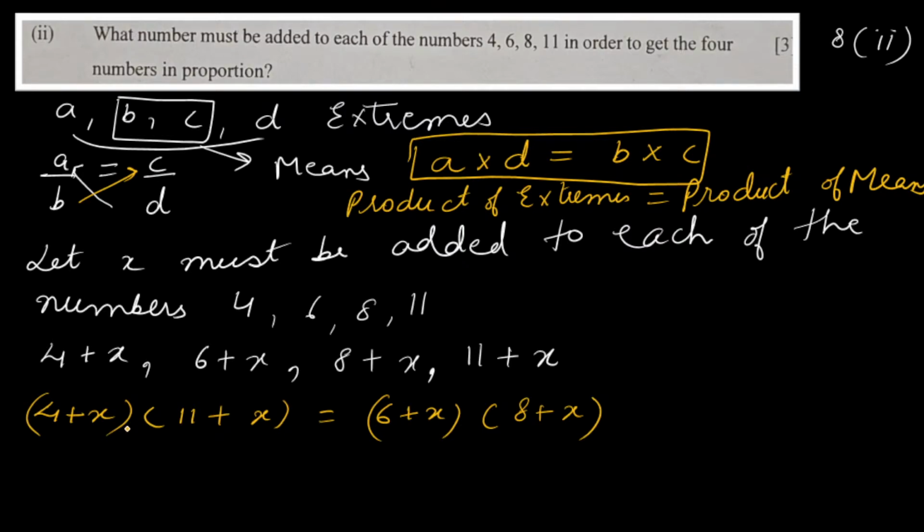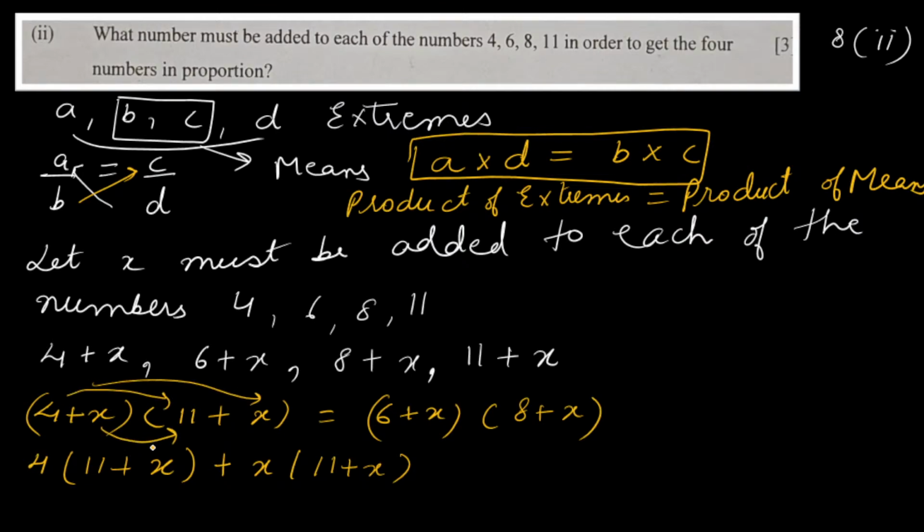Now let's do bracket multiplication here. So 4 into 11 plus x plus x into 11 plus x. Both the brackets will multiply: 4 with both the numbers of the second bracket, and x also with both the numbers of the second bracket. Same way here also, 6 into 8 plus x plus x into 8 plus x. So first term of first bracket into the full second bracket, then plus second term of first bracket into the full second bracket. So we'll just multiply now.